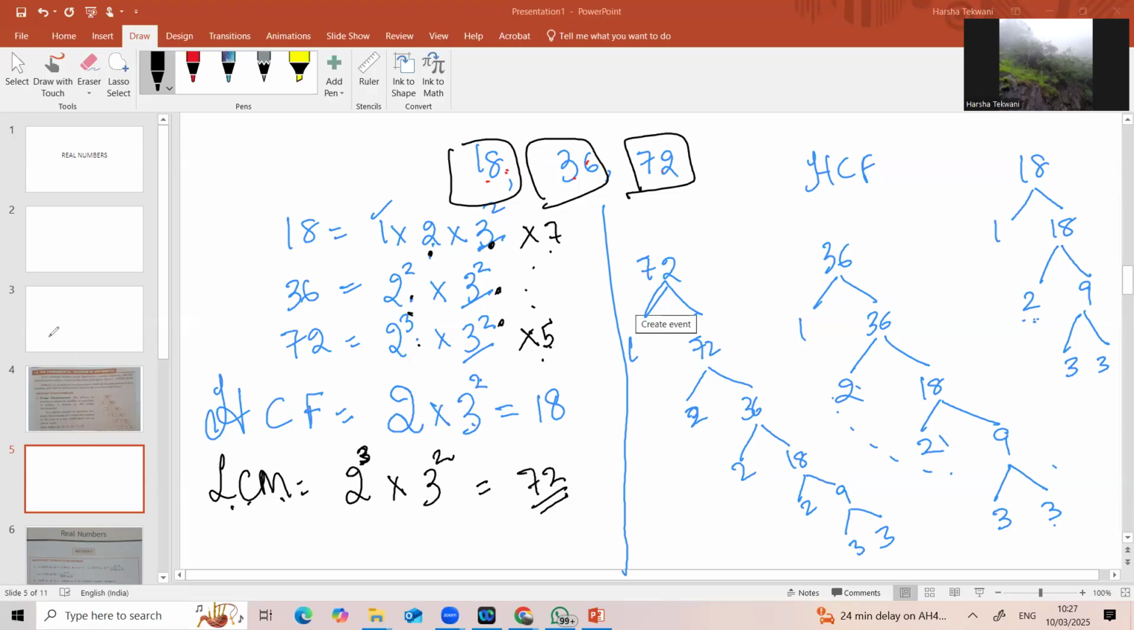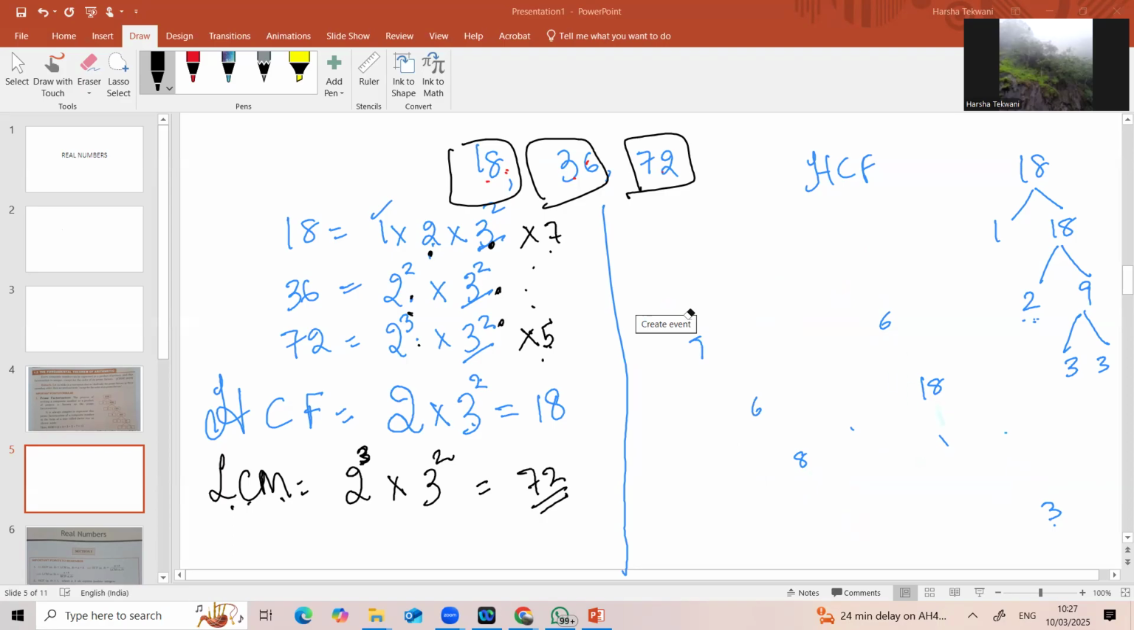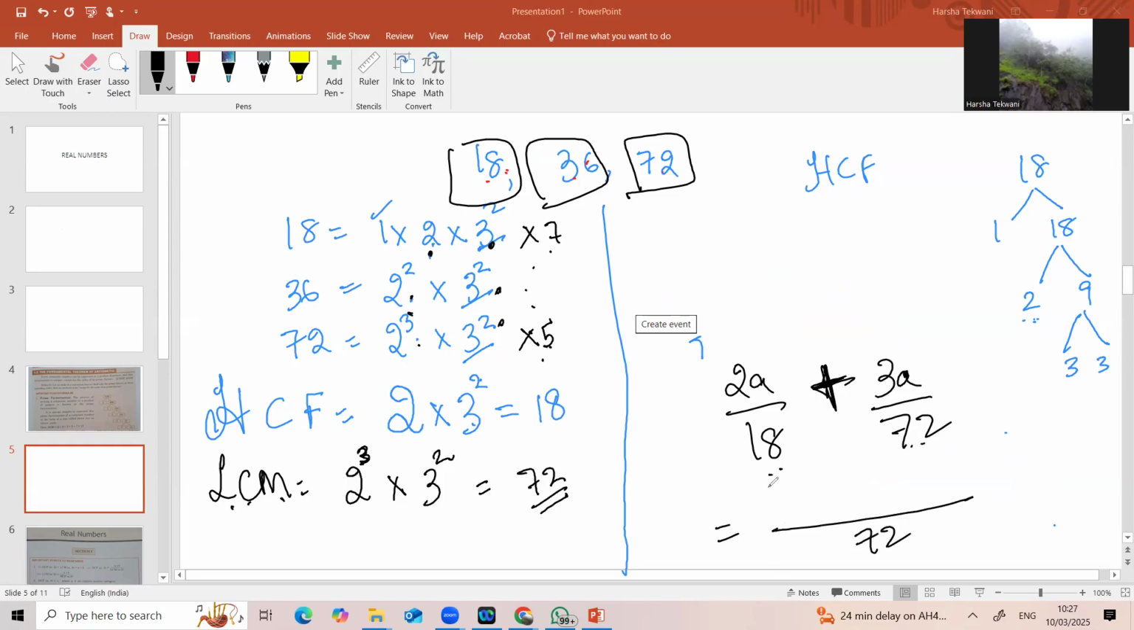Now, where do we use the concept of LCM? Addition and subtraction of fractions. For example, you want to add, let's say, 2a by 18 plus 3a by 72. Whenever we add or subtract fractions, you would take the least common multiple, 72. 18 fours are 72, so 2a fours are 8a. 72 ones are 72, so 3a ones are 3a.